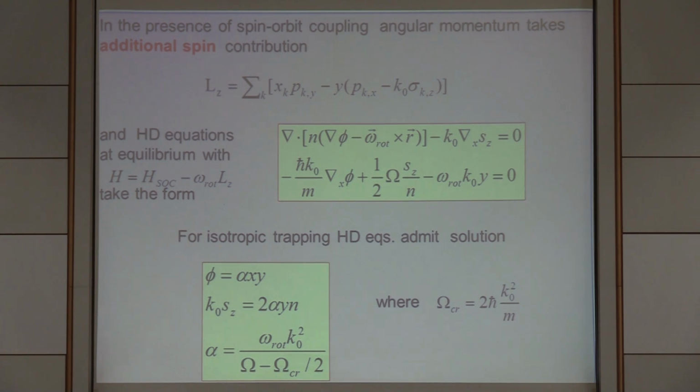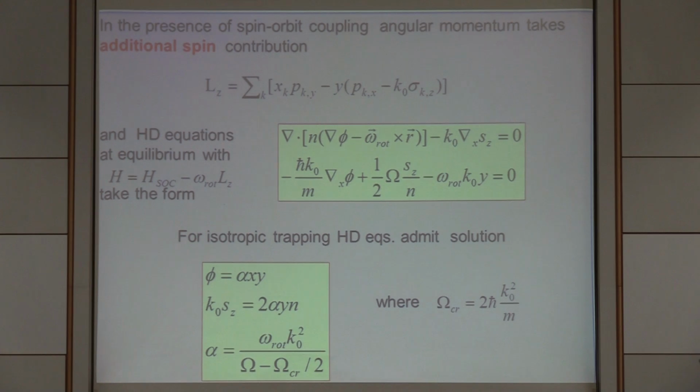In the presence of spin-orbit coupling, the angular momentum takes the additional spin contribution, which comes from the fact that the momentum along x is modified with respect to the canonical momentum. And if we add the minus omega Lz term into the Hamiltonian, the relevant hydrodynamic equations take this form and can be solved analytically in the case of harmonic trapping if one works in the Thomas-Fermi approximation, where one neglects quantum pressure effects, which are expected to be small corrections in large systems.